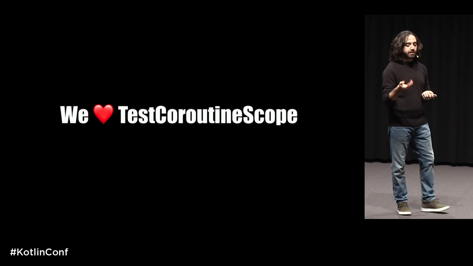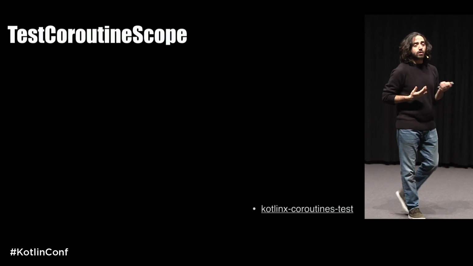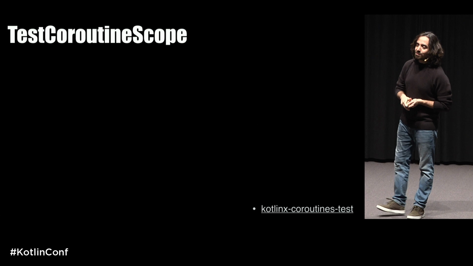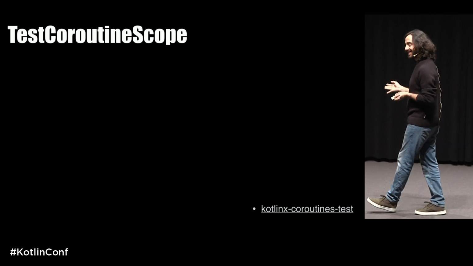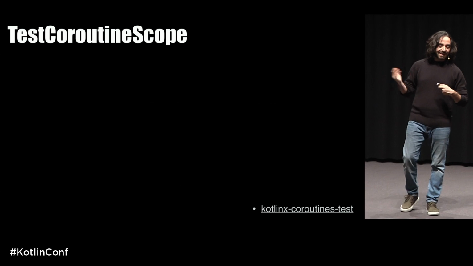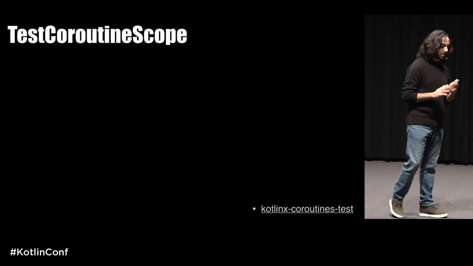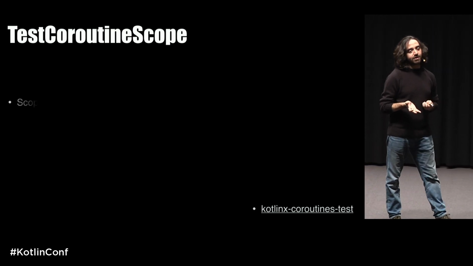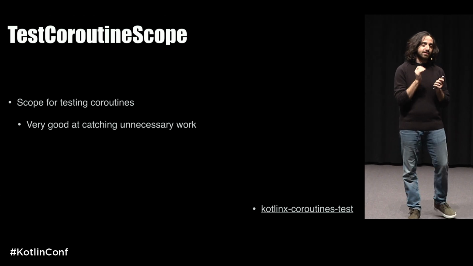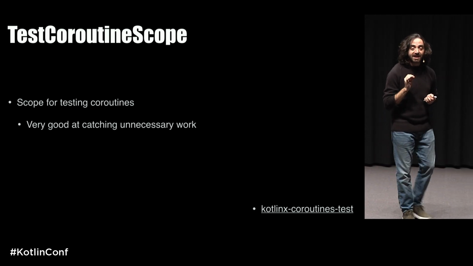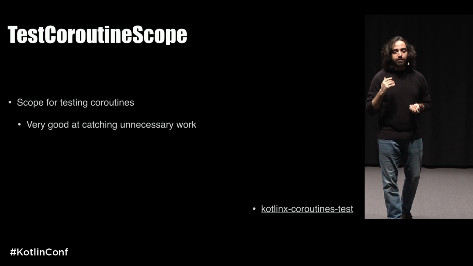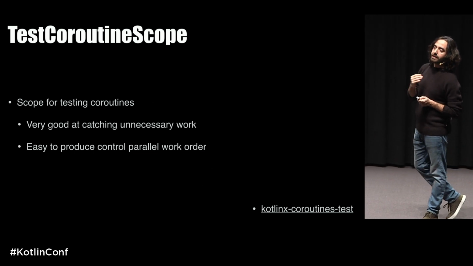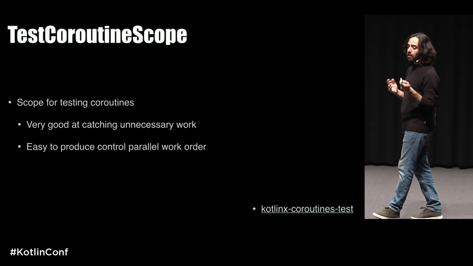And then TestCoroutineScope came around. TestCoroutineScope is just a coroutine scope for testing. And we tried to move to TestCoroutineScope, and our tests didn't pass anymore. They were passing, and now they're not passing. Some of them are our bugs, some of them are their bugs. But it has two really interesting properties we want to share. First of all, TestCoroutineScope is very good at catching unnecessary work, like work leaks, work you're doing unnecessarily. And the second thing is it allows you to create very interesting testing scenarios. So let's go through how this happens.